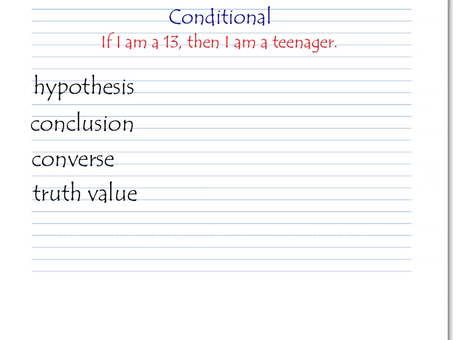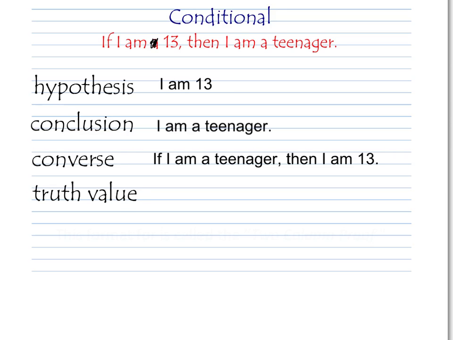The hypothesis, again, is the if part, and the hypothesis would be I am, whoa, that's a typo, that should just say I am 13, sorry about that. Let's just fix that right here. So the hypothesis should say I am 13, and the conclusion is the then part, I am a teenager. The converse of the statement, again, we switch the hypothesis and the conclusion, so that would be, if I'm a teenager, then I'm 13.